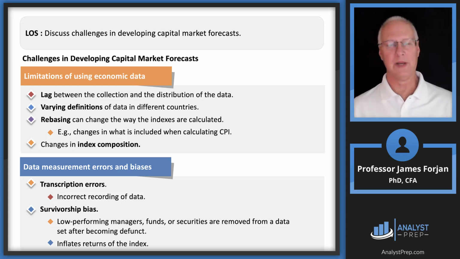How about some human errors? Transcription errors. You could put in a 10% inflation rate instead of the actual 1%. Boy, think about how that would bias any kind of output that you have.